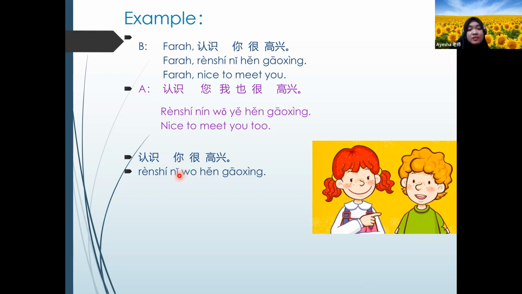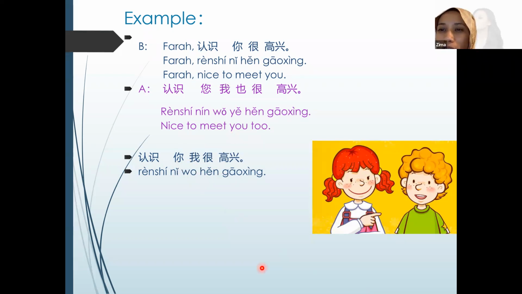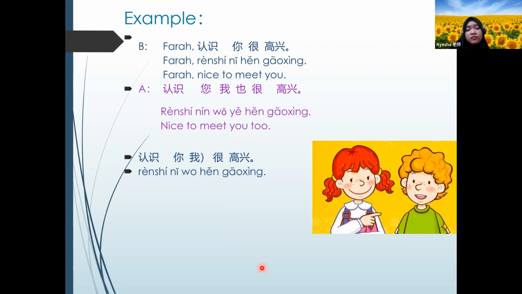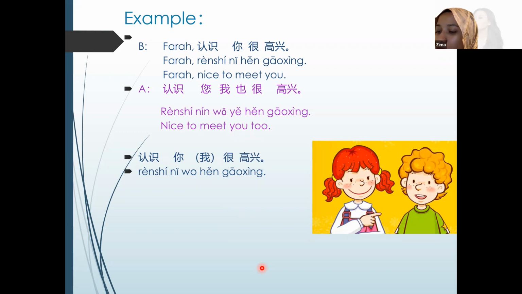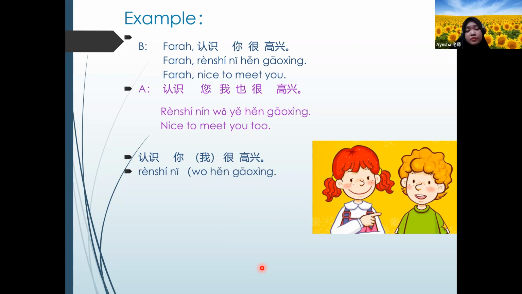Do you understand? Who is very happy? Me, I'm very happy. Correct or not? Okay. So actually there is a word 我 in between that they have omitted. All right, so there is a 我.